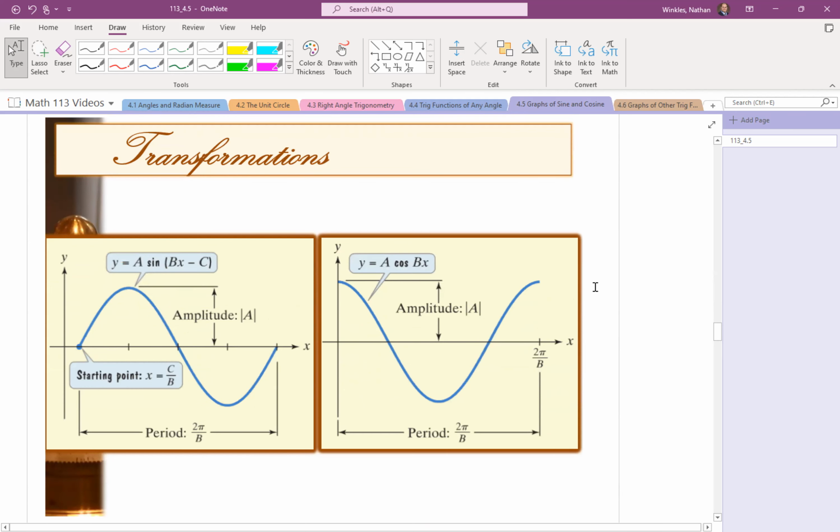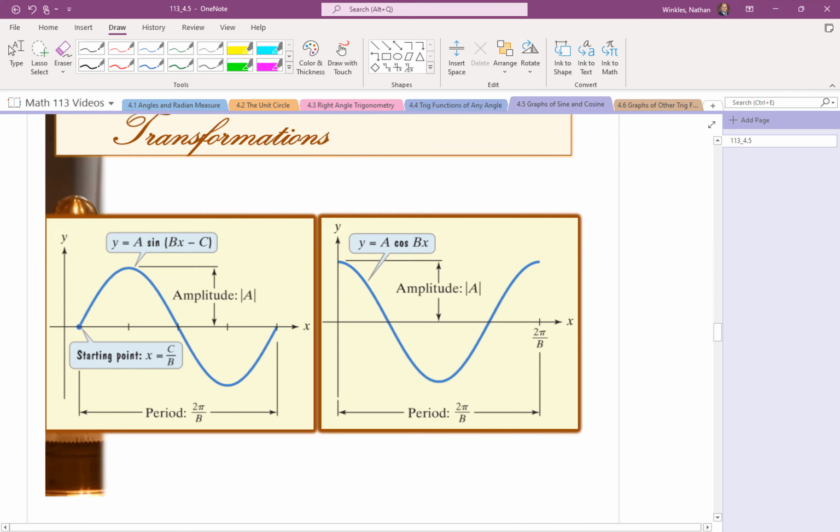Just like I was talking about, the amplitude of A is the absolute value of A in both cases here. Our starting point is x equals c over b for the sine function because we had a shift over there. My period is going to be 2 pi over b, no matter which case we're doing. It's whatever's in front of our x term. Amplitude is absolute value of A. There's no shift on our starting point for the cosine. It's just our straight up one.